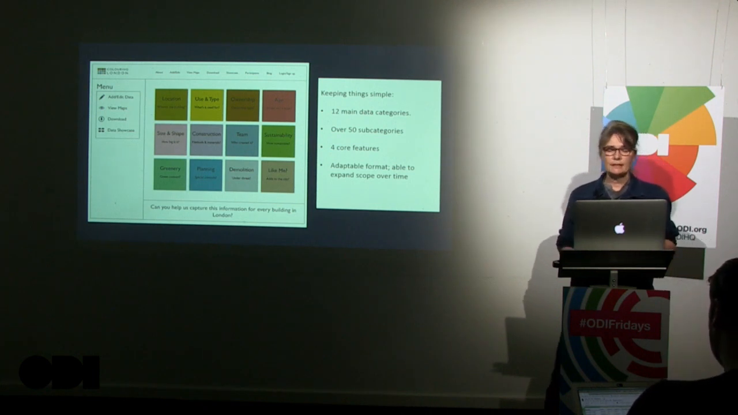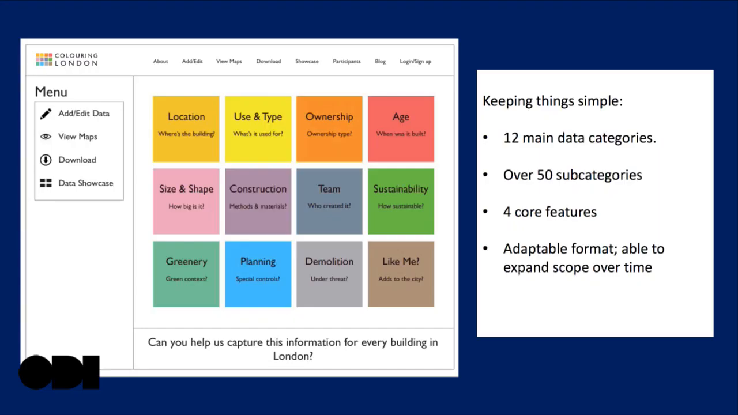So the idea is to bring together highly fragmented data on the building stock, and the main thing is to keep things simple. What you can see here are the 12 data categories, which have also changed since the inception of the project. We've got 12 main categories, over 50 subcategories, and 4 core features. The 4 core features are to add and edit data, to view maps, to download data, which will happen from October, and in future a data showcase program of how the data are being used.